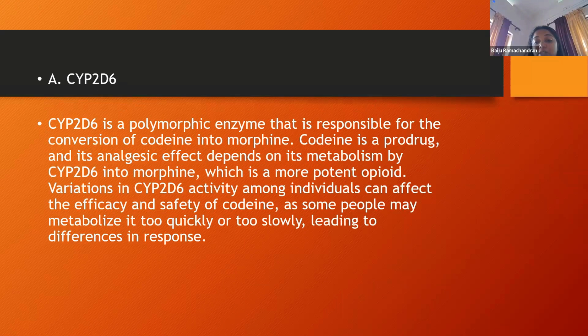And morphine is a more potent opioid. So codeine is a prodrug with an analgesic effect, and it is converted into morphine, which is a more potent opioid and has more activity compared with codeine. So by CYP2D6, we are converting this.